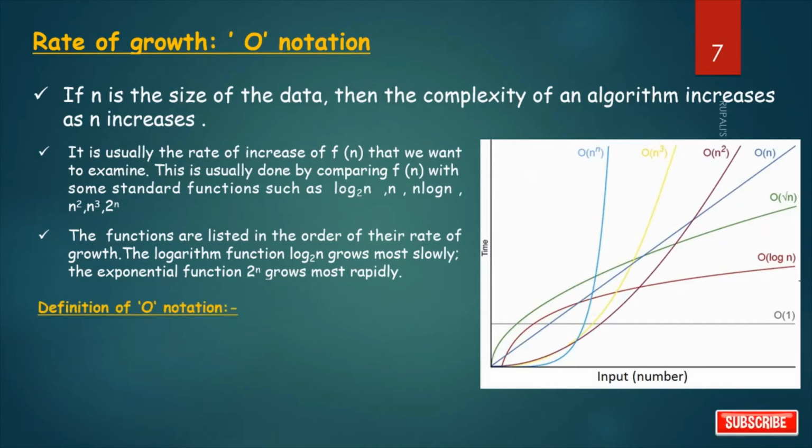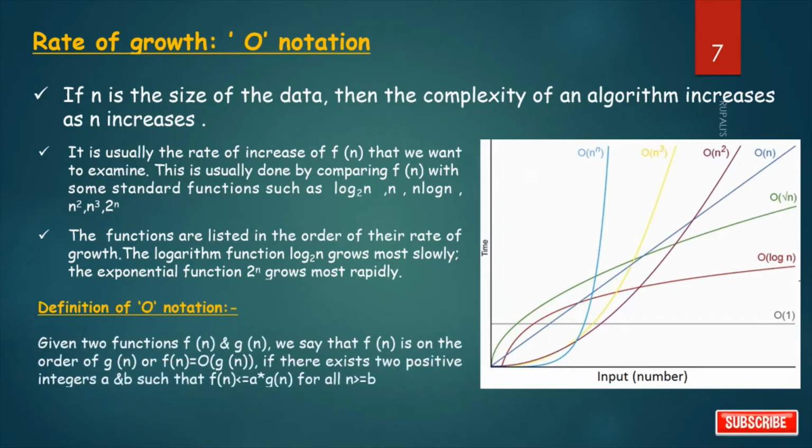Next, definition of Big O notation. Given two functions f(n) and g(n), we say that f(n) is on the order of g(n), that is f(n) equals O(g(n)), if there exist two positive integers a and b such that f(n) is less than or equal to a times g(n) for all n greater than or equal to b. So this is the definition. I am taking one example, then this will be more clear for you.